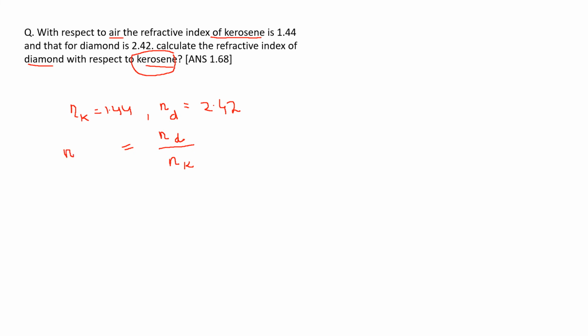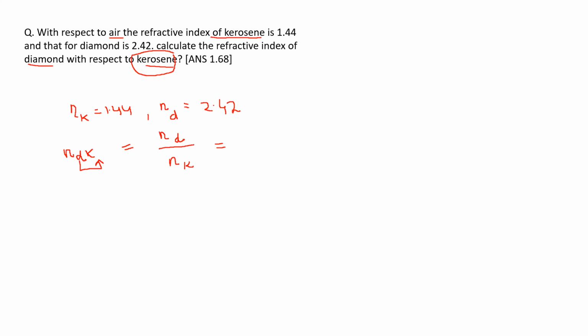Refractive index of D, because I have written D first, so I can write D here first, and then K came next, so I can write K. So how are you going to read it? Refractive index of diamond with respect to kerosene. Simple, right? I am done with the formula. Now just substitute the value.